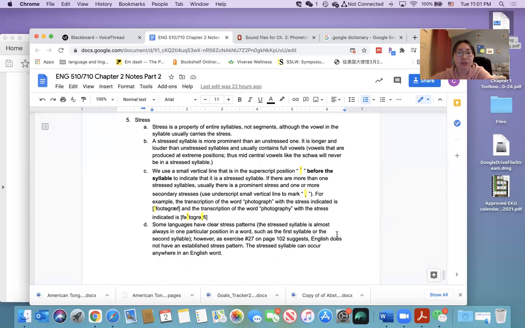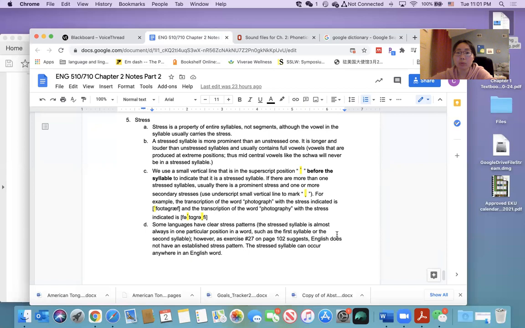And next one is stress. Stress is a property of entire syllables. Again, not a segment, not a consonant or a vowel, but the combination of consonant and vowels to make syllables, right? So stress is a property of the entire syllables, but not segments. Although the vowel in the syllable usually carries the stress.